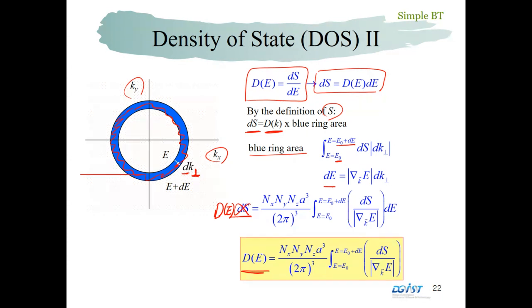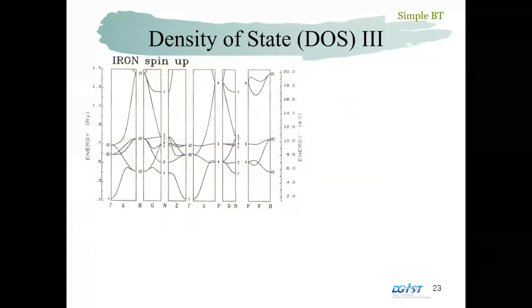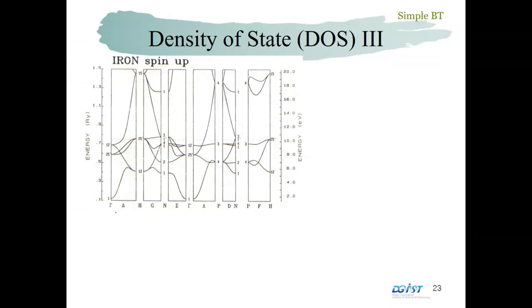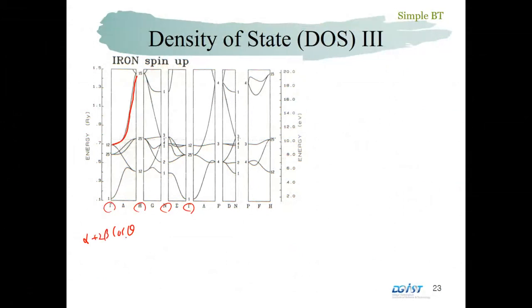Okay, and yeah, in real band structure, this is the band structure of iron, and we have a gamma point here, H point, and gamma again, and something like this. And now you can understand, for example, this band is proportional to the cosine theta something. Yeah, this is quite similar to that of them. And in this band, it's also very similar. And also this one and this one can be approximated by those behaviors.